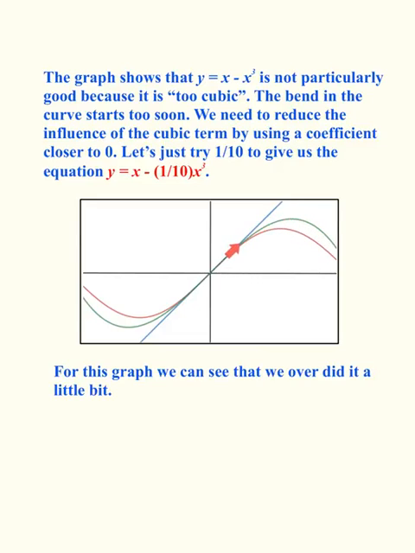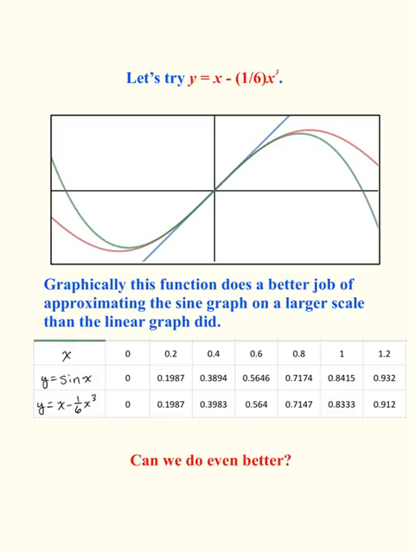And you can see that it did hang with the sine curve a little bit better than the original one, but it overshoots the sine curve. The sine curve is down here. So that means we reduced this by a little too much. All right, so let's try y equals x minus 1/6 x cubed.